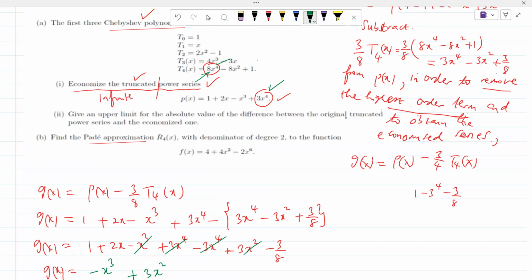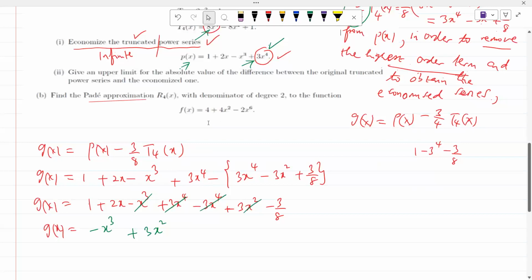How can we make the coefficient 8 in the T4 the same as the coefficient 3 in the P of x truncated power series? So we multiply it by what? We multiply therefore by 3 over 8. That is convenient because the highest order term here, which is 3x to the fourth power, is now eliminated by this algebraic manipulation.